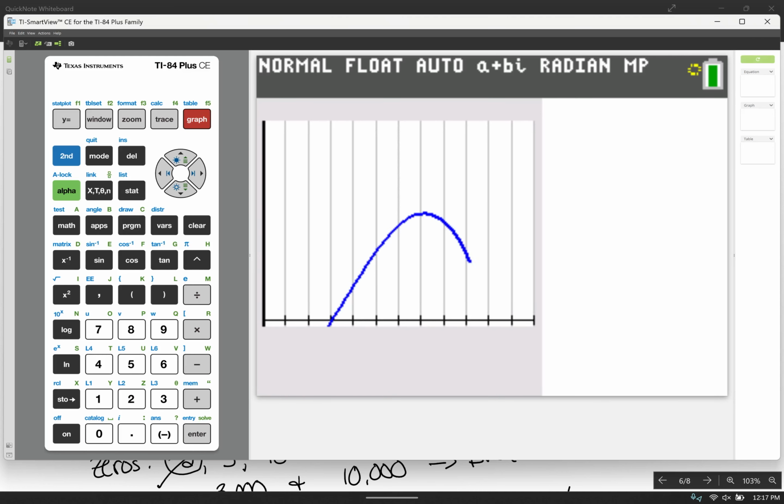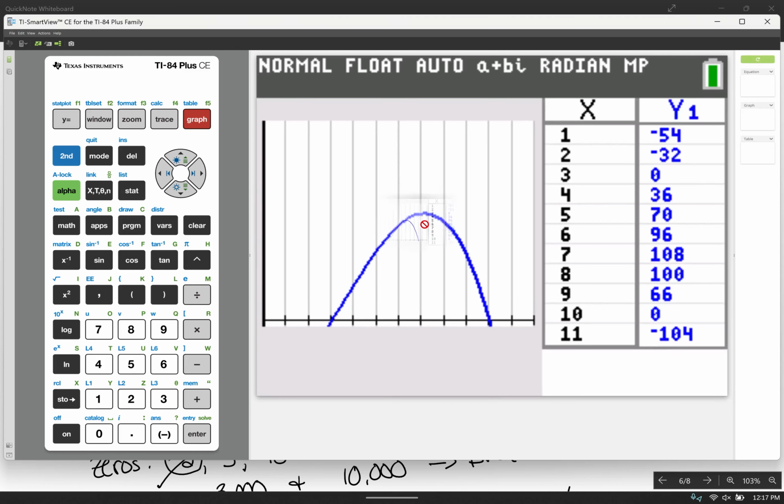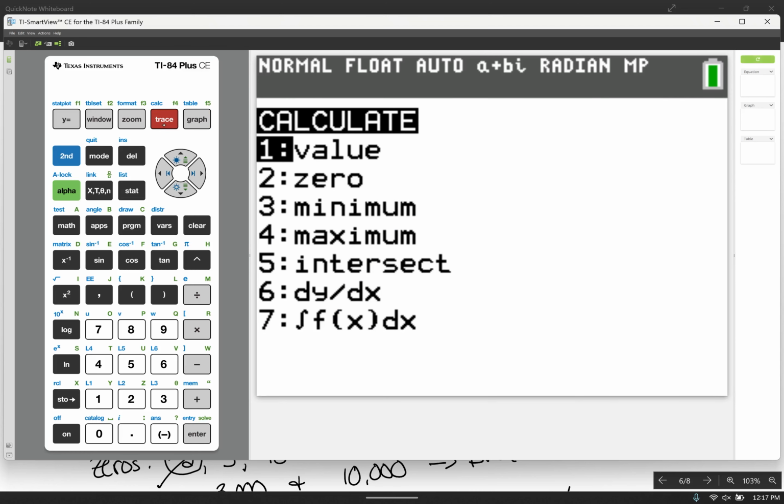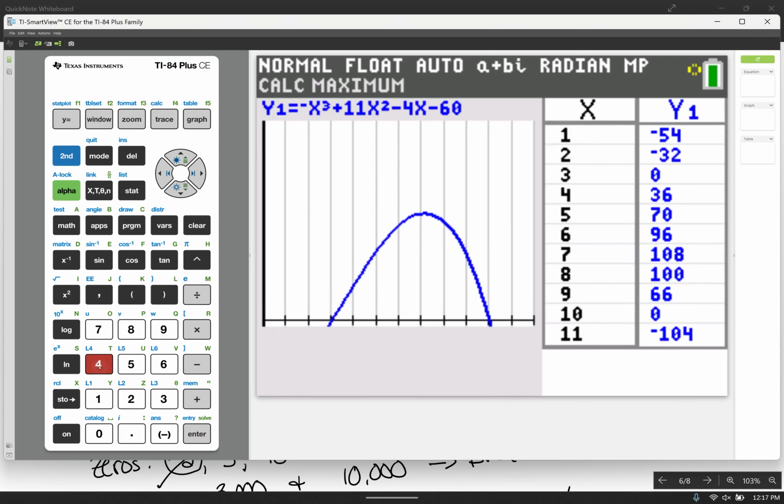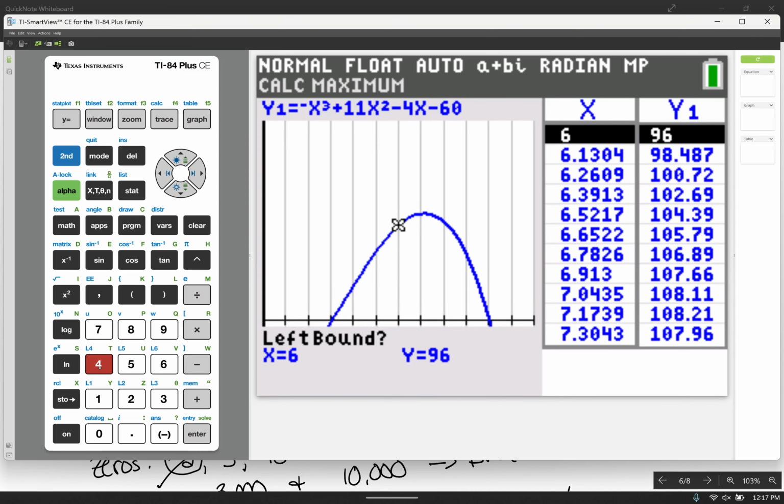Now when I go to my graph, I can see right there at the top my maximum. So we're going to go to the calculate menu, which is second and trace. We're going to have it calculate that maximum for us. So we're going to choose number 4. Now it's going to ask some questions.